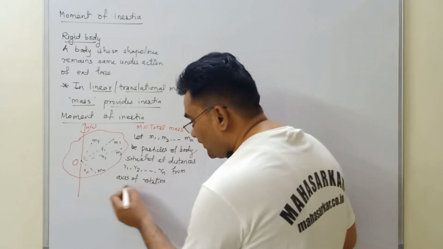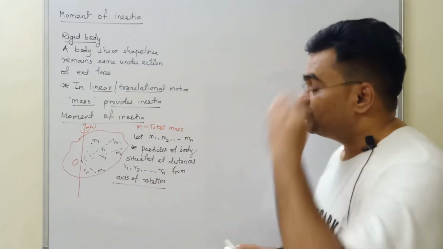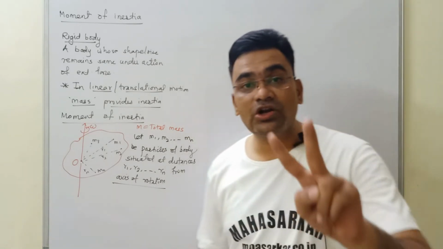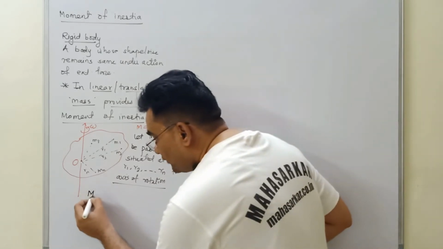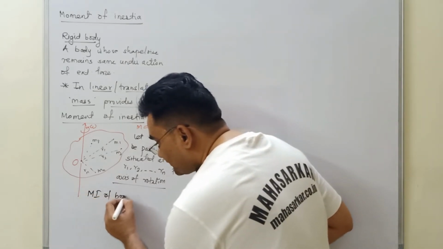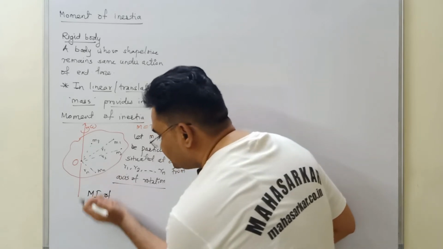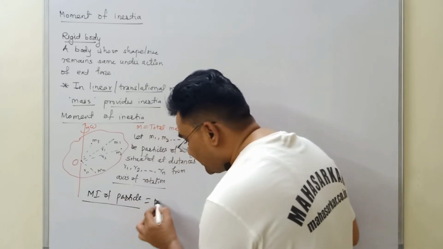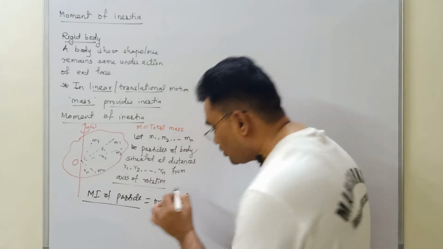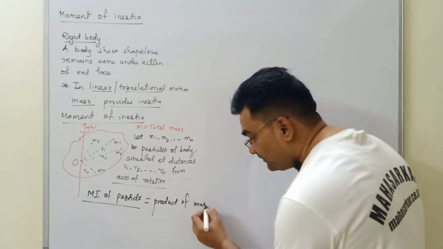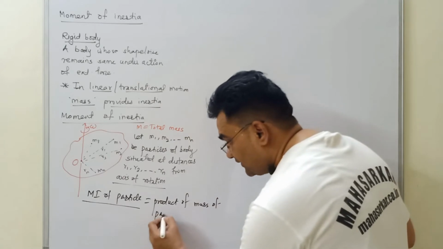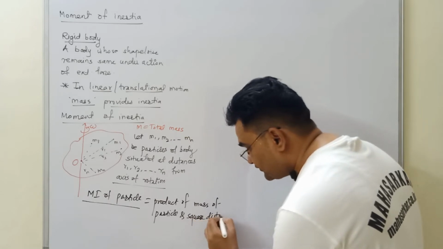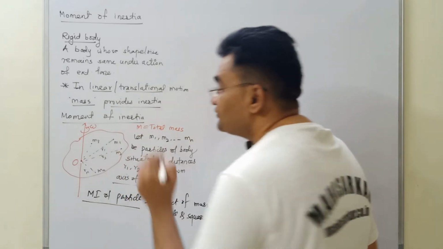Then here we are going to define one term called moment of inertia. According to the definition, moment of inertia is the product of two things. So the moment of inertia of a particle is the product of the mass of the particle and the square of the distance of that particle from the axis of rotation.